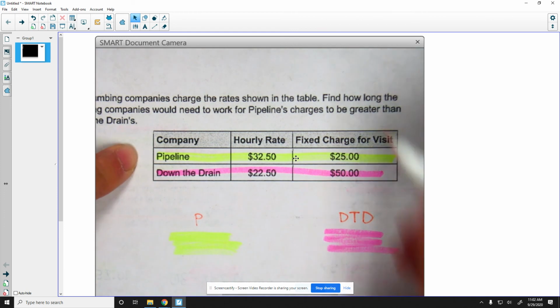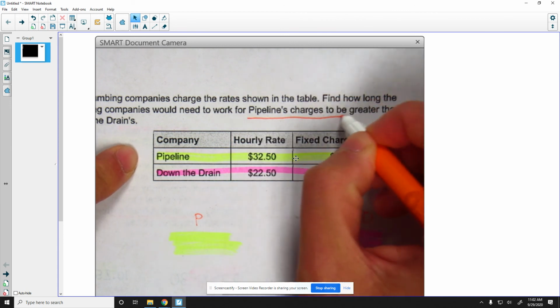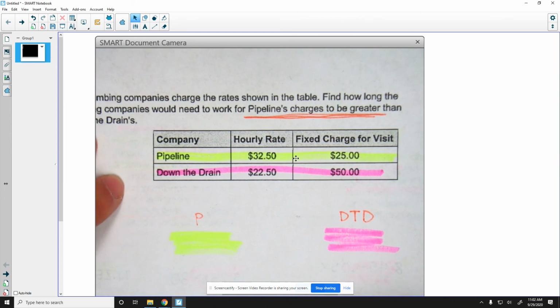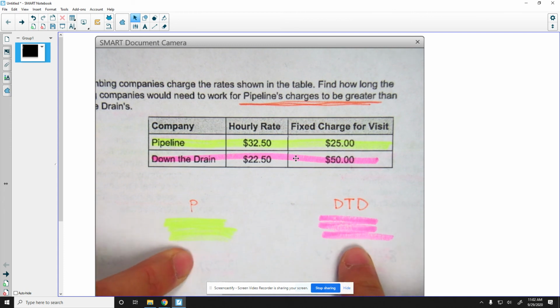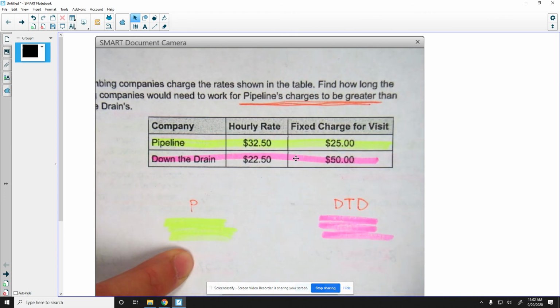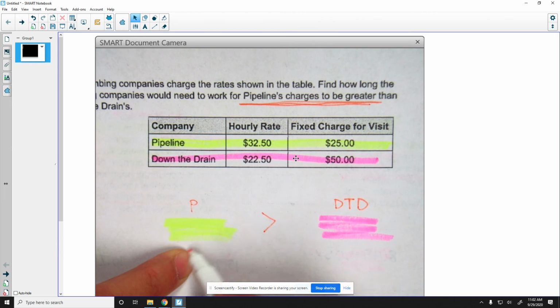And you want pipeline to charge greater. Pipeline charge is greater. So if pipeline charge is greater than down the drain, who does the alligator eat? If pipeline charge is greater. What did you say? Yeah, because pipeline is greater. Greater means bigger. Okay.